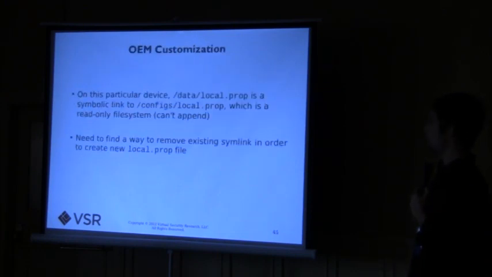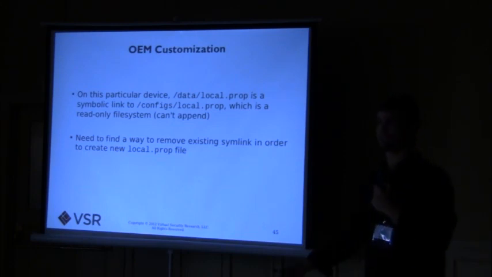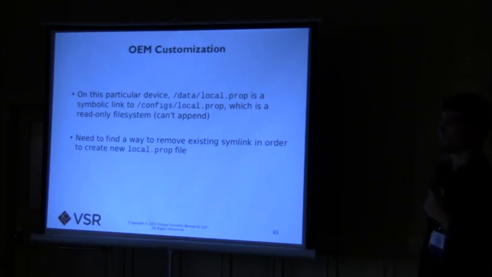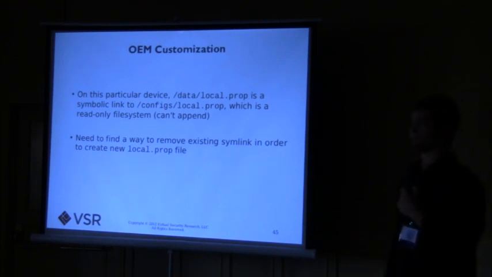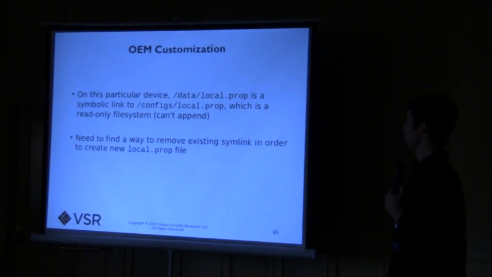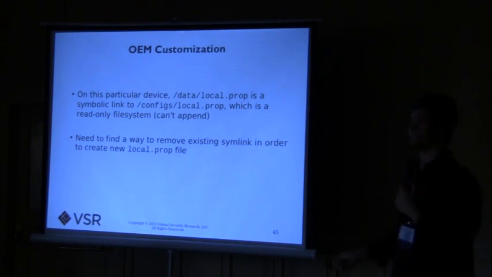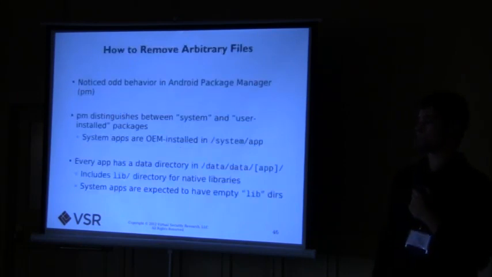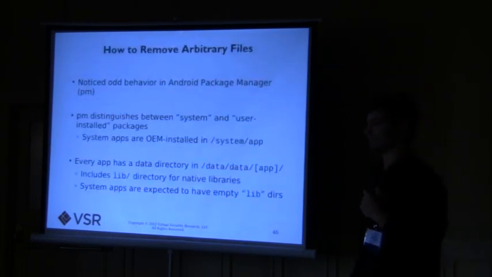But on this particular device, and this is the only device I've ever seen this on, they actually had, instead of a file at local.prop, a symbolic link to a read-only configuration partition. So we couldn't append to that file because the file system was mounted read-only. So in order to make this work, I needed to find a way to remove an existing symbolic link and create a new file there. So I spent a few weeks thinking about how I could leverage this logging vulnerability to remove a file rather than just create one.